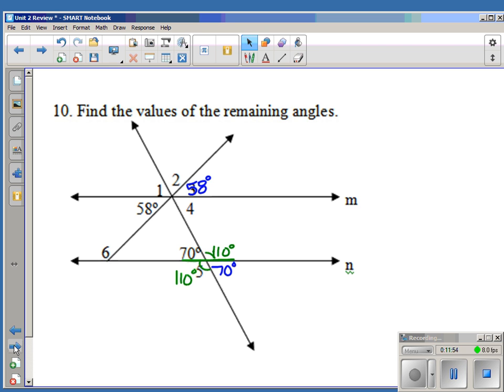You have to use your words: corresponding, alternate interior, vertical. So I'm going to draw a little V there and say that I know that angle 4 is 70. And that's because 4 and 70 are corresponding, right? Now that I know that, I'm also going to argue that I can find 6.